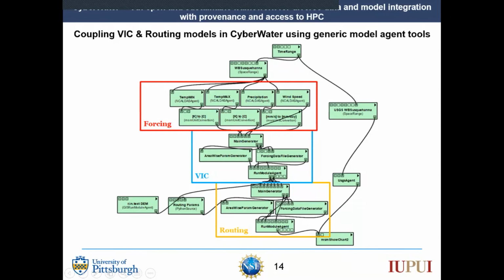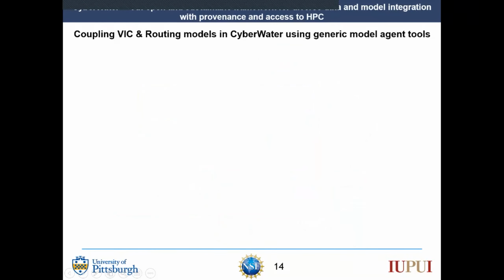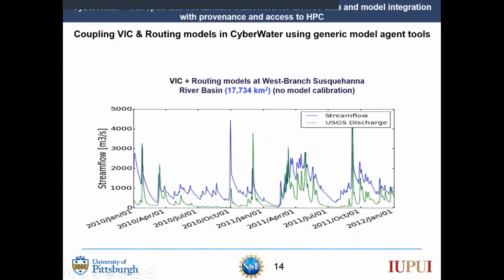And again, we compare the results with USGS observations. And here is the result of executing that workflow. As you can see, this watershed is rather large. It is more than 17,000 square kilometers. And again, the results are not calibrated.